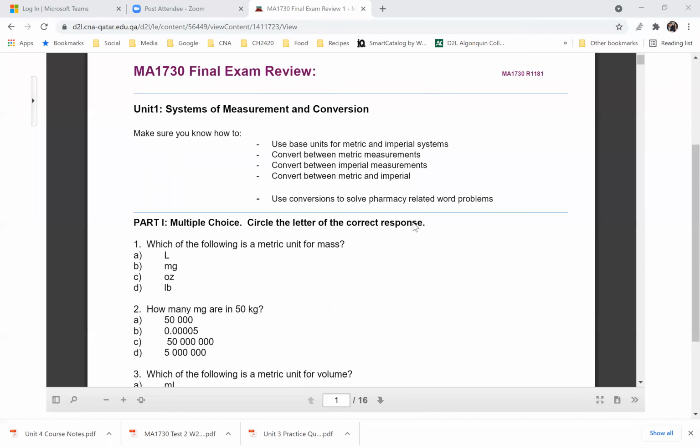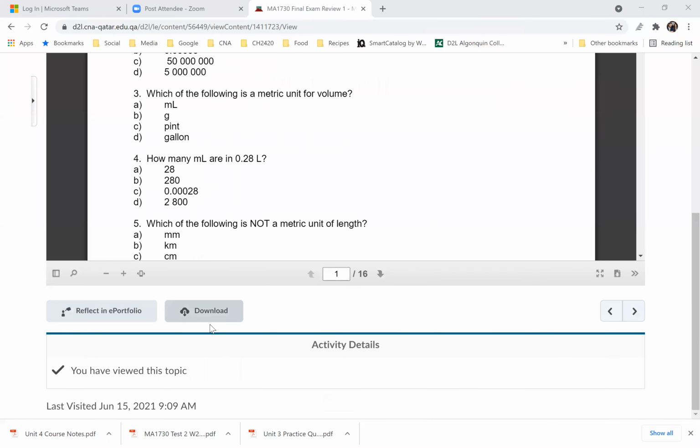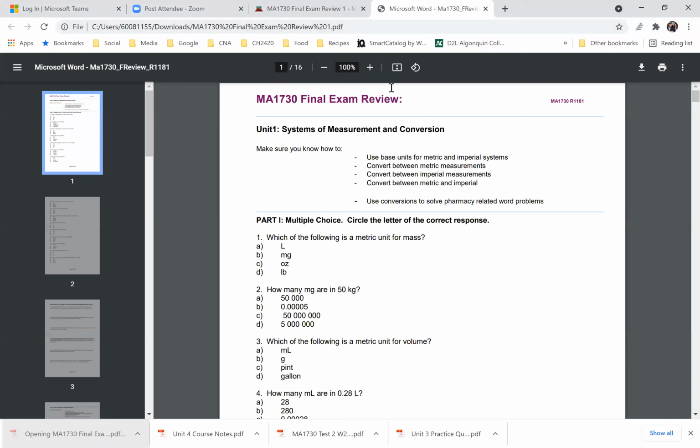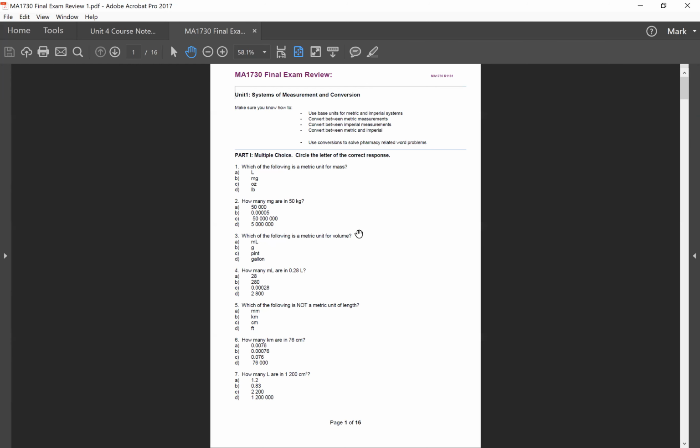So let's have a look at some of these. Let me download this and open it so I can write on it. Hold on, guys. Just going to open this so I can write on it. All right, so here we go. There's your math final review.